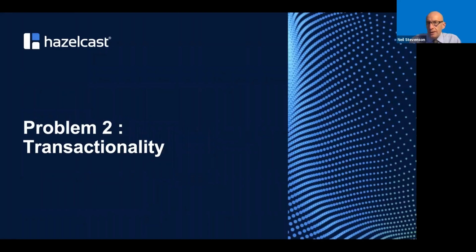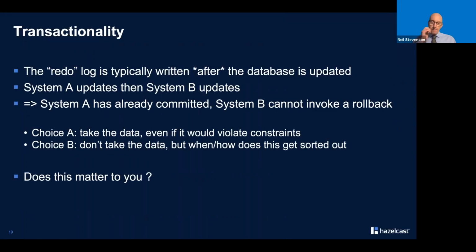Problem 2, or 1A, 1B, problem 2, we count from 0, maybe this is the third problem. Transactionality. So if you take the idea that the redo log is written after the database is updated, then the database system A has committed its transaction. This redo log is essentially making the transaction visible. You know, that's over the right isolation boundary. Then system B gets that change to do the update.